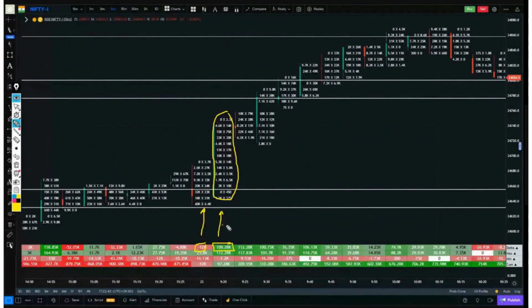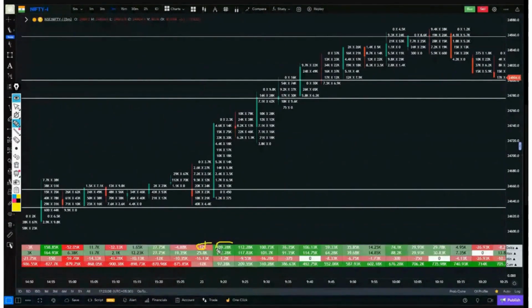How many more buyers are there? Around 1 lakh, around 1,09,000. Now, what do we call this? Since there are more buyers, we call this a positive delta. Positive delta simply means buyers. When there are more sellers, it is called negative delta. Negative delta simply means sellers. Now look at the delta of the first candle.